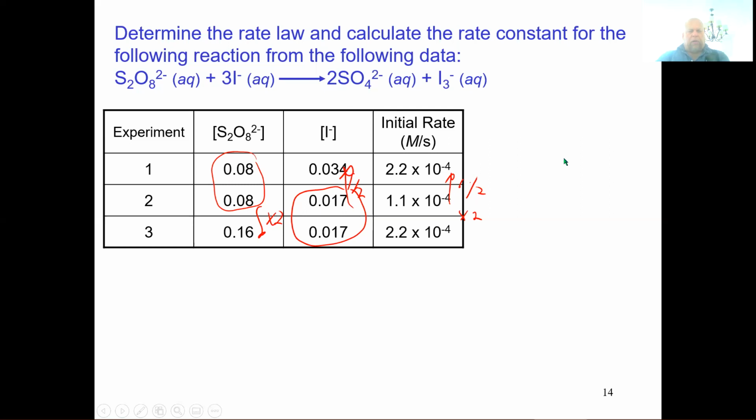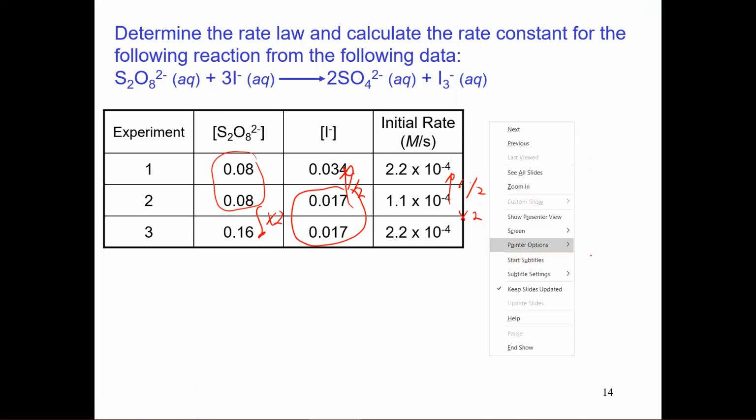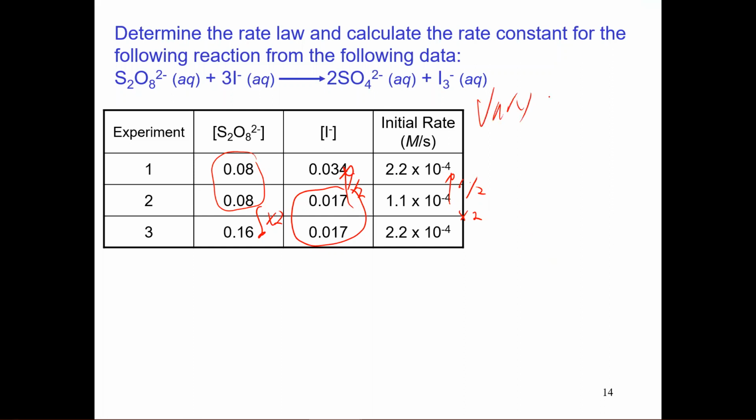Okay, now to determine the rate constant for the following reaction, I want you to look carefully at this. The key thing to understand about the nature of rate constants and how they work is that if you vary the concentration, the rate changes. So varying the concentration, the rate will go up or down, depending on what you're dealing with.